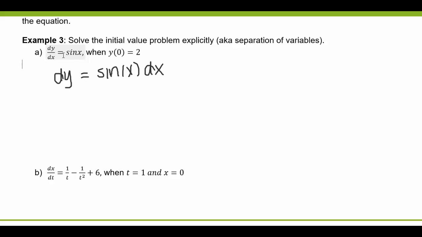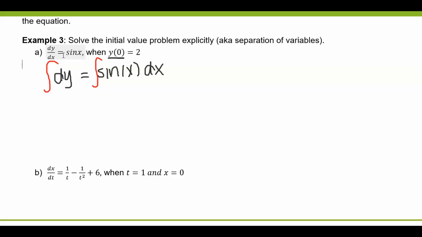So we need to get to y. So how do you turn dy into y? How do you go from y prime back to the original? You integrate. So in order to solve an initial value problem, we're going to integrate with separated variables.